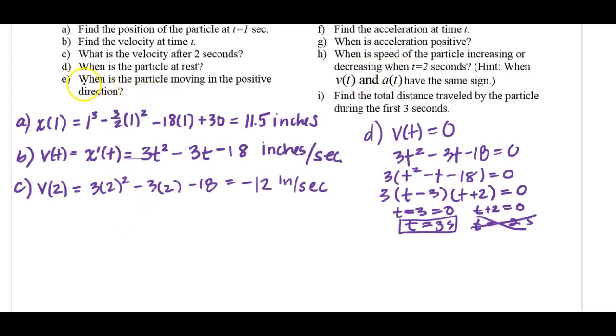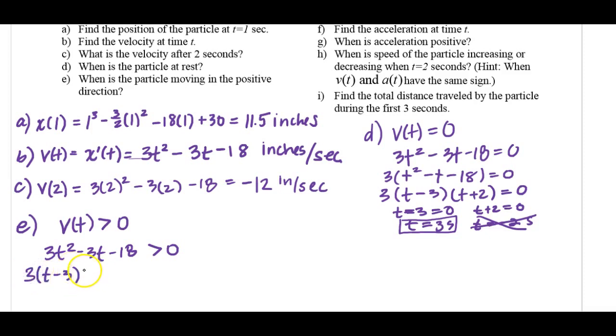Alright, so now let's move on to part E, and we needed some more space for that. When is the particle moving in the positive direction? An object is moving in the positive direction when v of t, the velocity, is greater than 0. So the velocity function right here, which was 3 times t squared minus 3t minus 18, I want to know when that function is greater than 0. One of the easiest ways to solve this problem is to graph it. We already did a lot of the work when we factored it to be 3 times t minus 3 times t plus 2 is greater than 0.